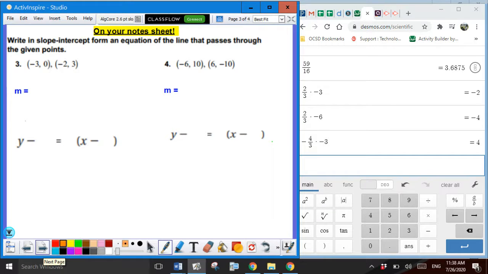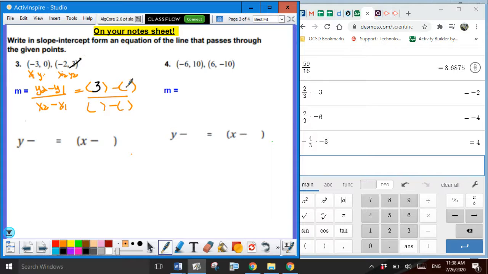Here's my scenario today. I do not have a slope. I only have 2 points. I have to find my slope first. So I know slope is y2 minus y1 over x2 minus x1. So I am going to substitute in using parentheses, remembering this is x1, y1, x2, y2, to come up with my slope.